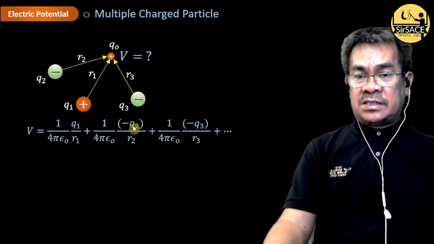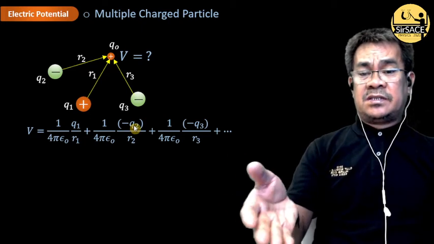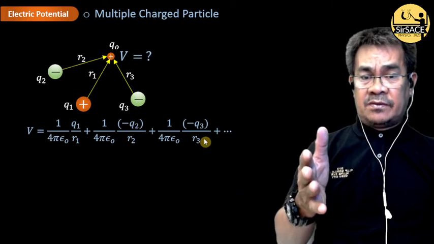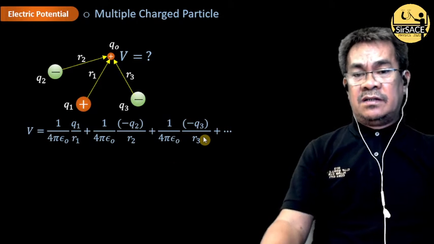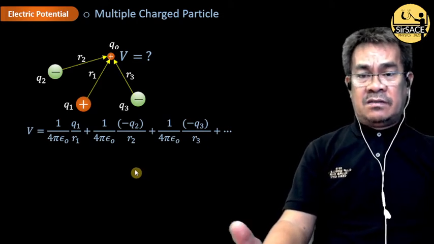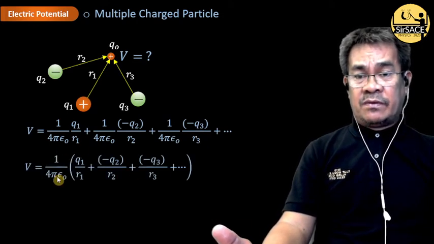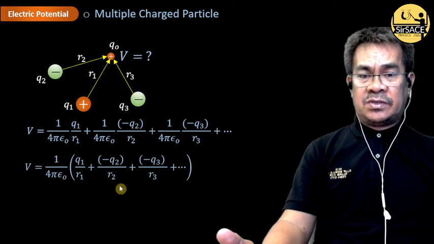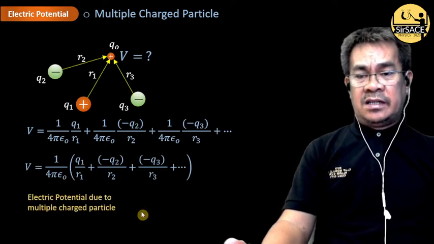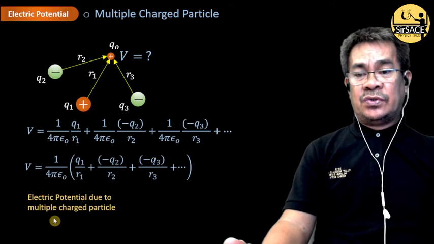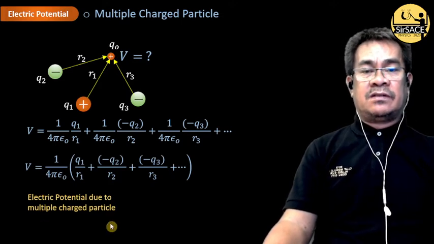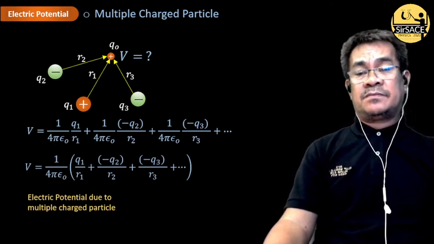Okay, so then plus negative, because this is negative charge, we have R2. Similar way. Okay, then we have common here. The common is 1 over 4 pi permittivity. Then this will reduce to this one. And again, this is the electric potential due to multiple charge particle. So nothing to worry.